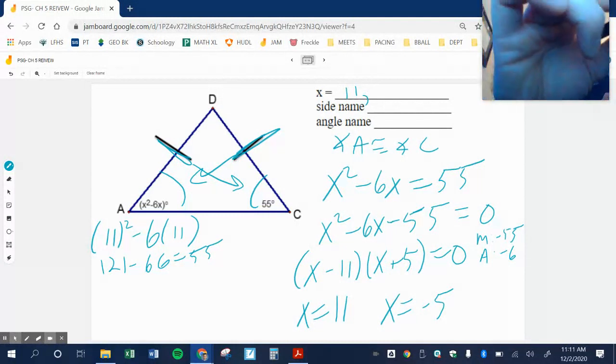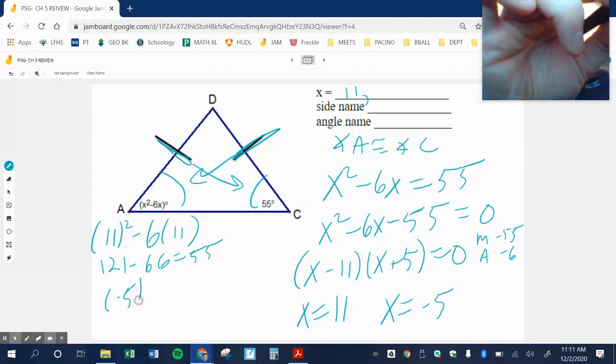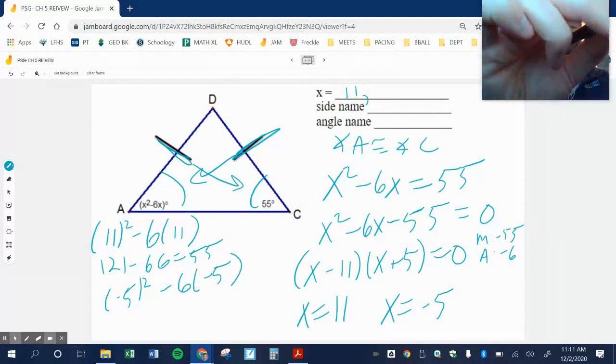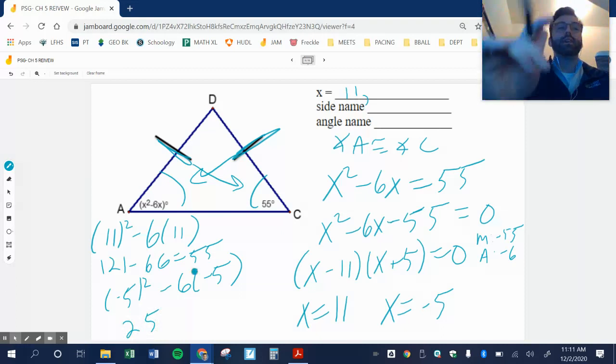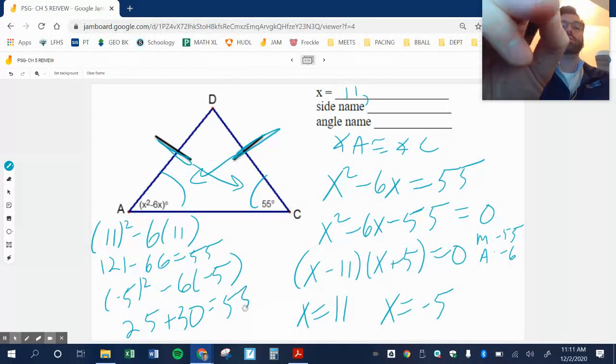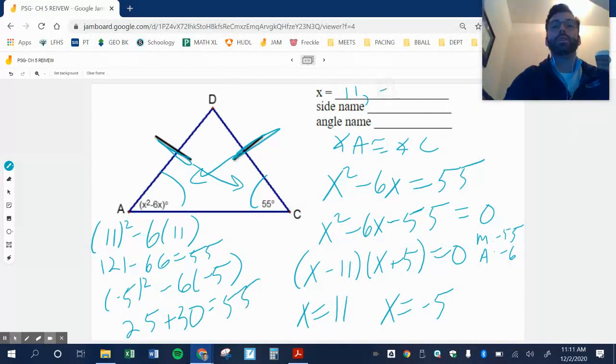All right. How about negative 5? I think negative 5 will probably check out too. Just a guess. Negative 5 squared is 25. Negative 6 times negative 5 gives me positive 30, so that also checks out. So both x values check out here.